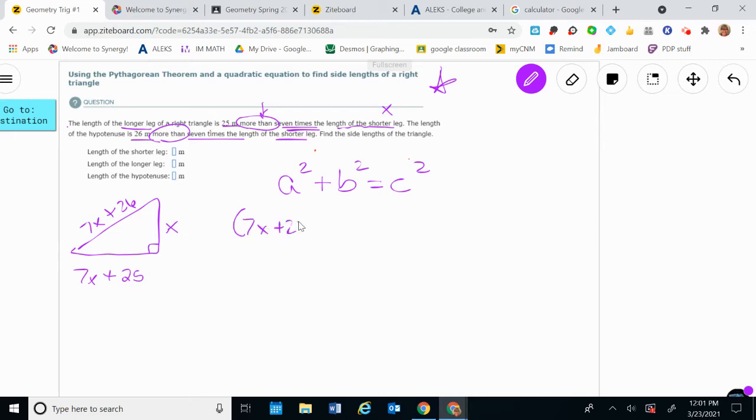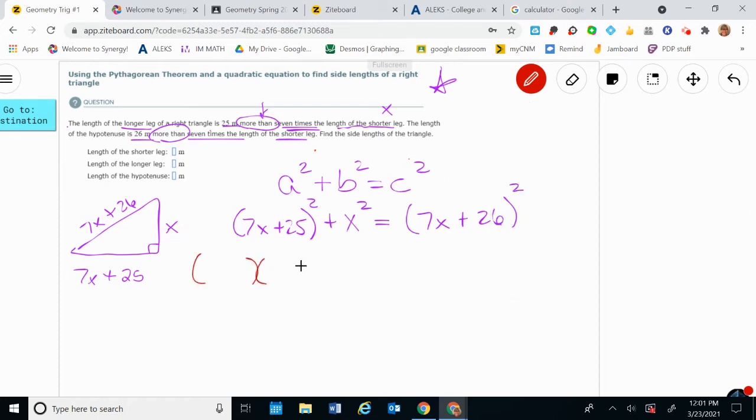(7x + 25) squared. The square is not part of the side. This is the side length squared, plus B is x squared, and C is (7x + 26) squared. All right, I know you guys are probably tempted to take the square root of both sides. Can't do it. You can't just take the square root of both sides because there's a plus sign here. So this is going to be way more obnoxious than that.